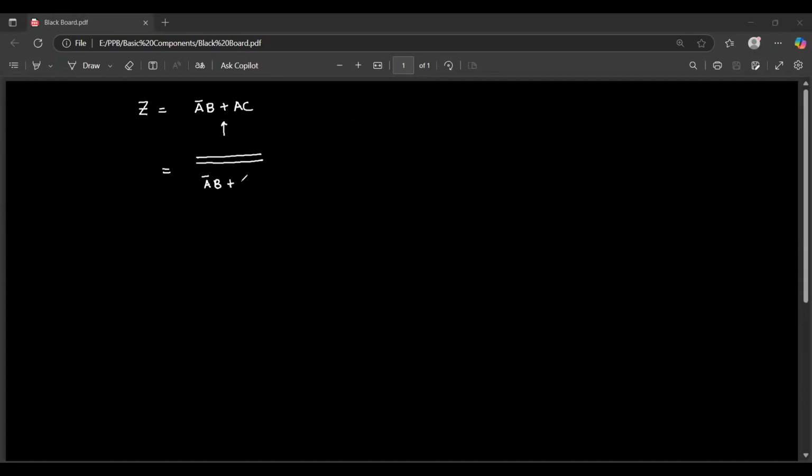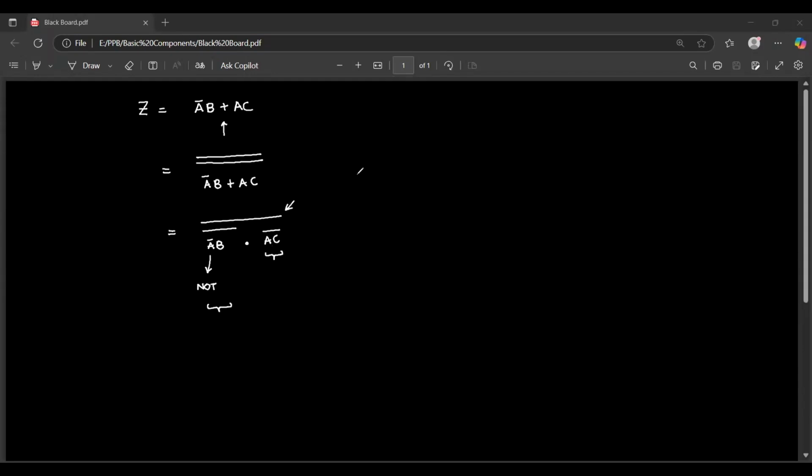So we have A bar B plus AC. I can break a single bar, which will give me A bar B whole thing bar into AC whole thing bar. Great, that's all I needed. Why? Here we have A bar. Well, that's a NOT gate, and that can be created simply using a NAND gate. And then here we have a whole thing bar, which is a NAND gate. Here also the same story, a NAND gate.